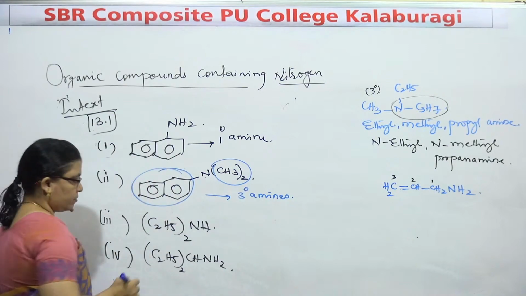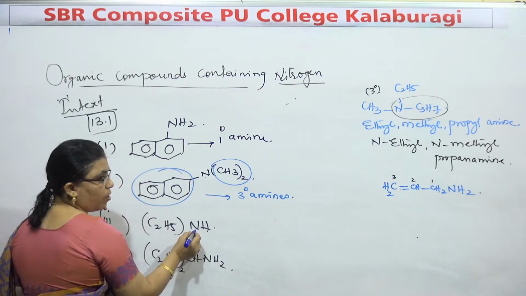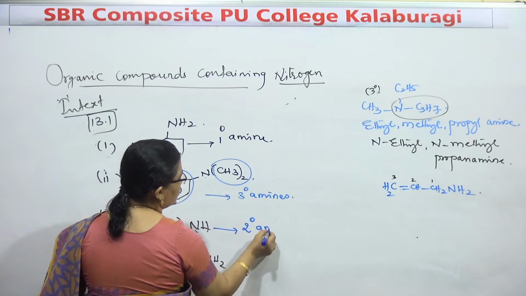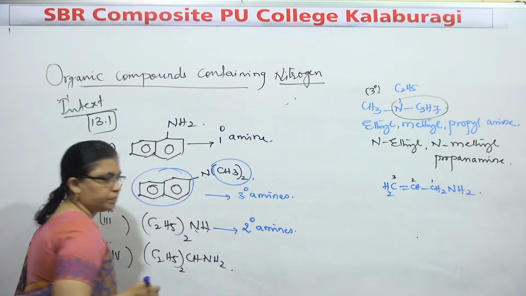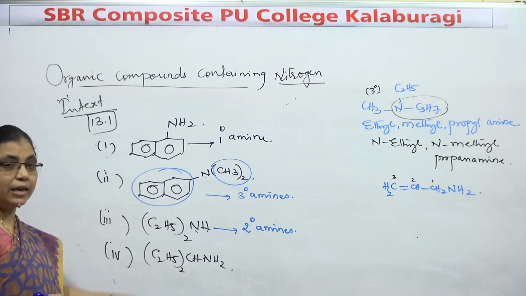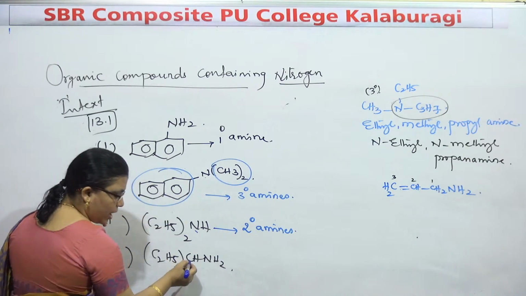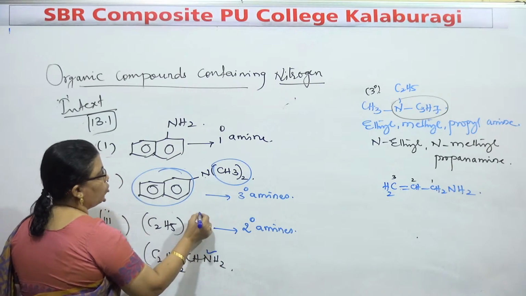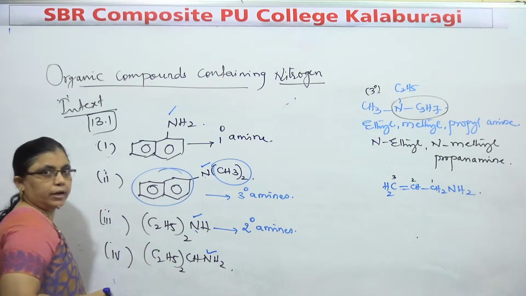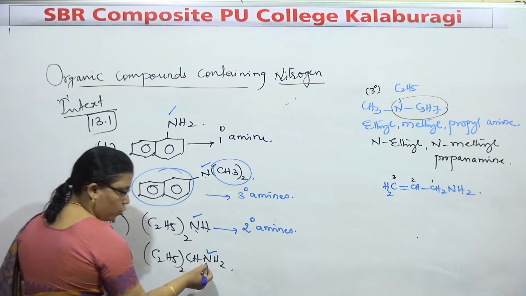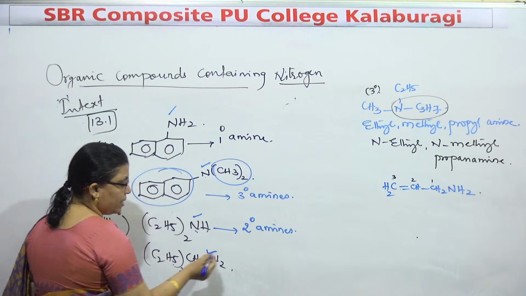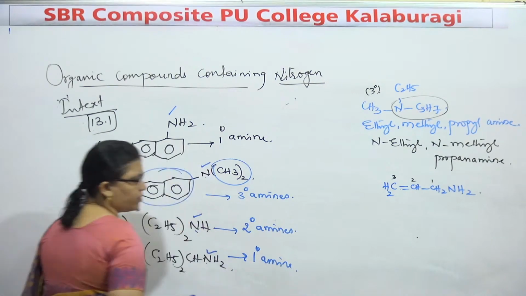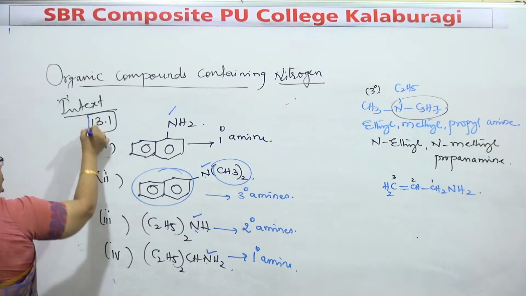Same way, when 2 hydrogen atoms of ammonia are replaced by alkyl groups, it comes under secondary amines. Here you can see we have one of the hydrogens replaced. Don't look at the carbon, look at the nitrogen. Only the nitrogen we need to concentrate on. When one hydrogen of the nitrogen is replaced by this, it is a primary amine. This is one of the simple in-text questions, that is 13.1.